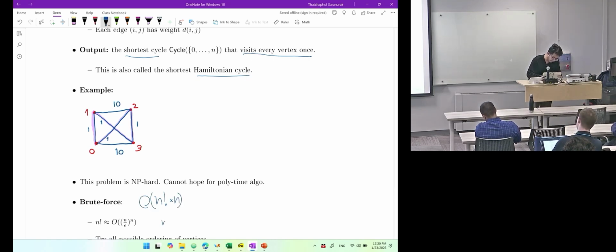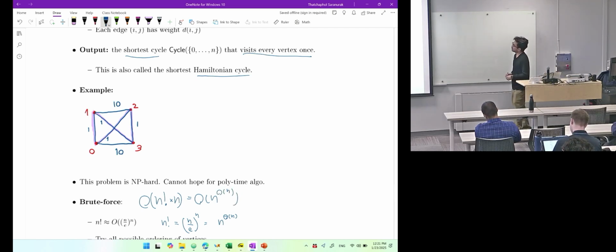And n factorial is around this thing. The way I think about it is that n factorial is n to the order of n. Yeah, that's how I think about it. So this is basically something like n to the order of n.